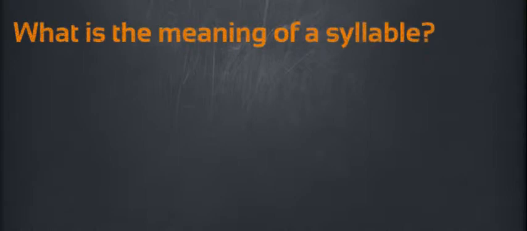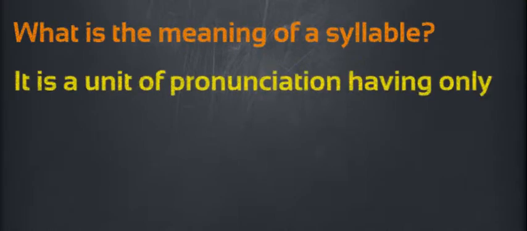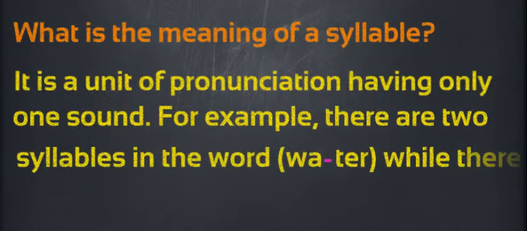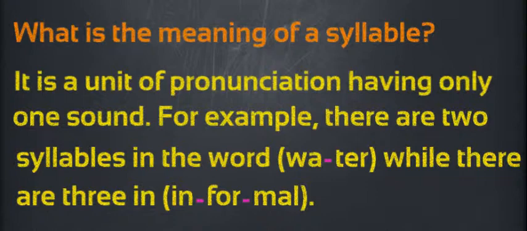What is the meaning of a syllable? It is a unit of pronunciation having only one sound. For example, there are two syllables in the word water, while there are three in informal.